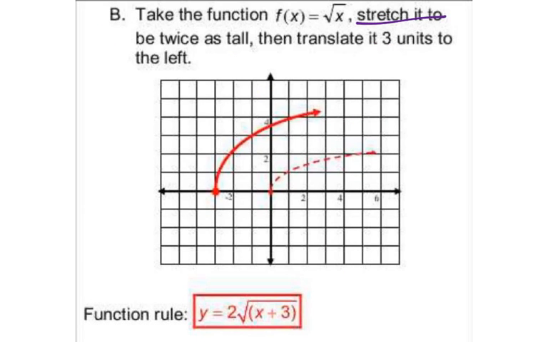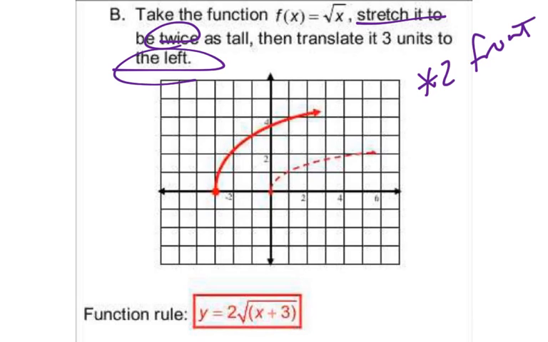If we stretch it, that's going to be a vertical expansion, so it's a number at the front. It is twice as tall, so you're going to have times 2 at the front. And then if it went to the left 3 units, left is going to be in there with x. Left is the opposite, so we're going to say x plus 3. So y equals 2 times the square root of x plus 3.